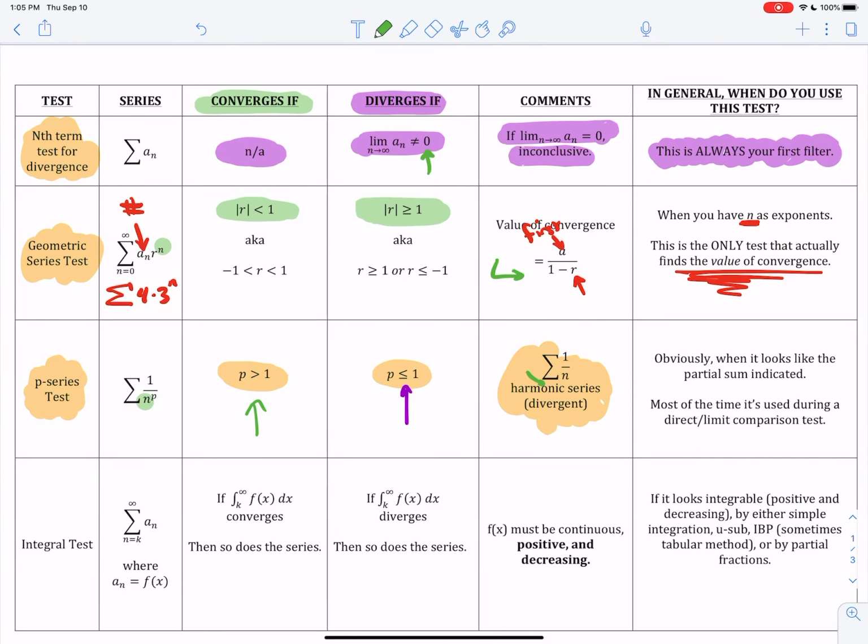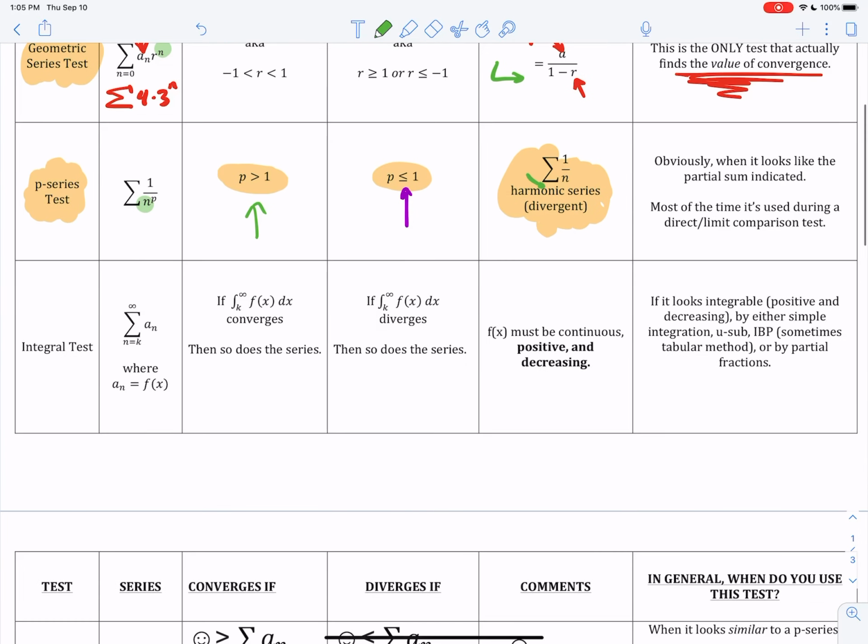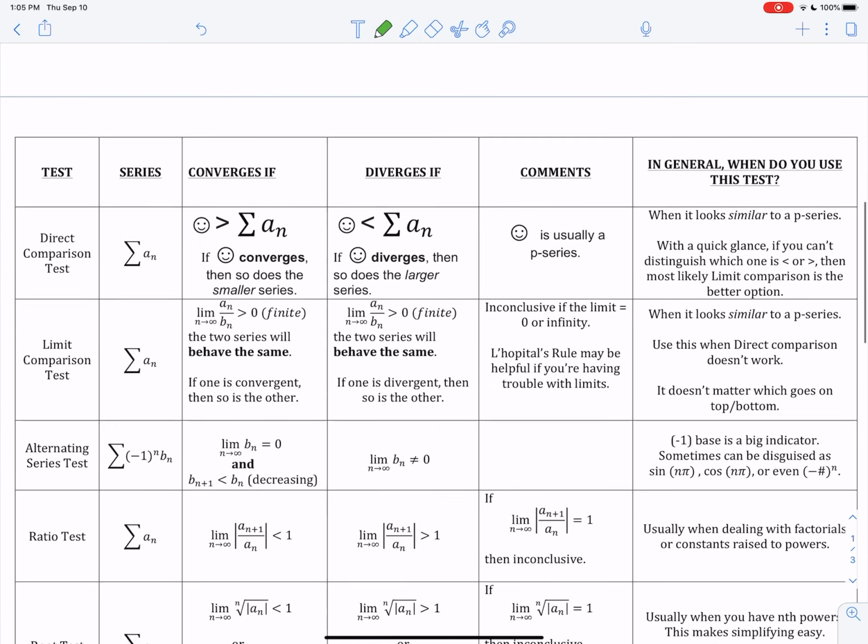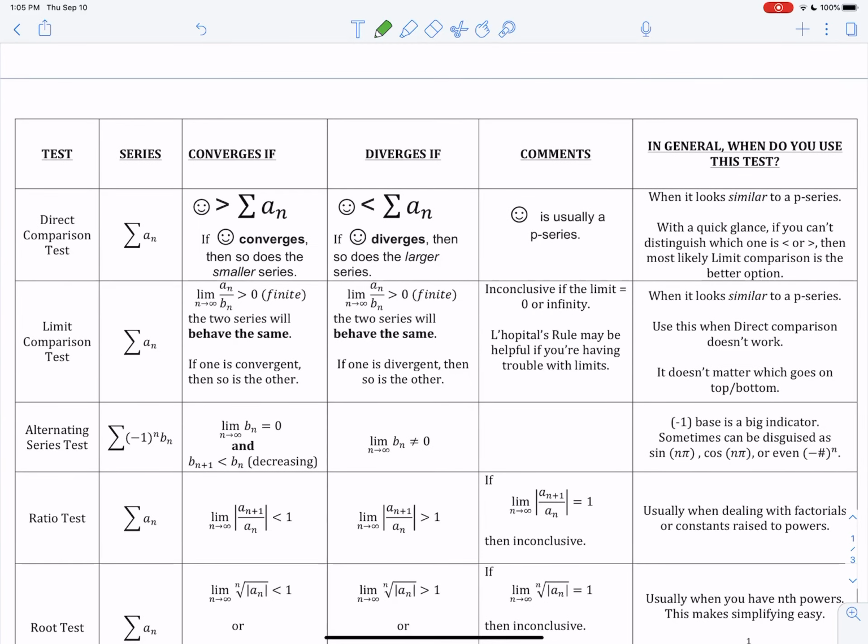So we're learning the next two, okay? We're going to come back to the integral test here. So if you go to the back of your copy here, we're going to cover the two comparison tests, direct and limit comparison tests, okay?